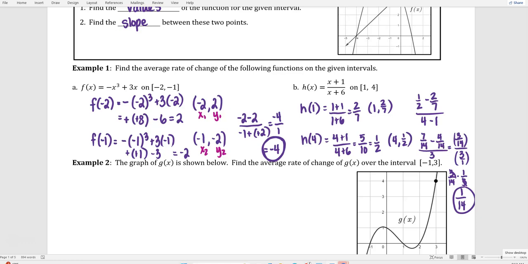Which ones go together? Is it 3 over 3 divided by 14, or is it 3 divided by 3? I need it not to be fractions inside of fractions. So keep going. How do we divide fractions?